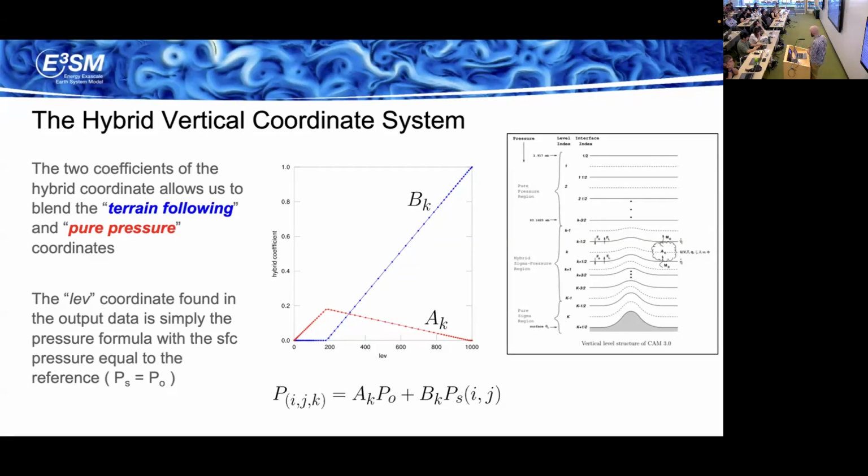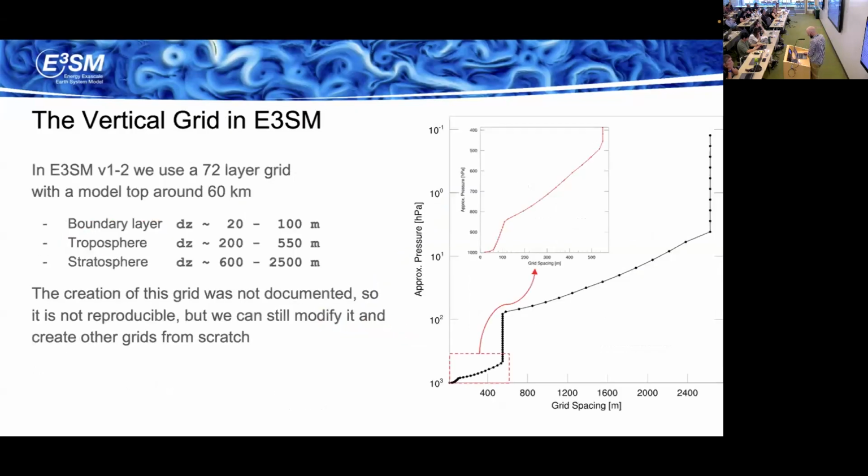So yeah, I think this is one of those things that a lot of people don't understand, and they don't really need to understand it because it doesn't matter for most things. So this is what the vertical grid kind of looks like. The actual vertical grid, the levels we've chosen. And this is from V1 and V2.